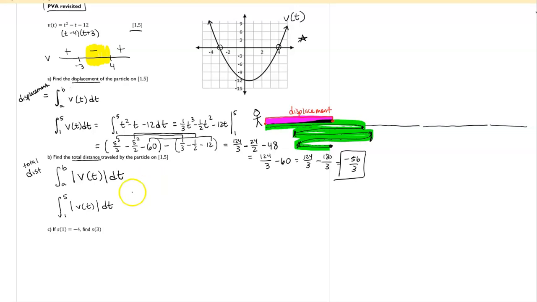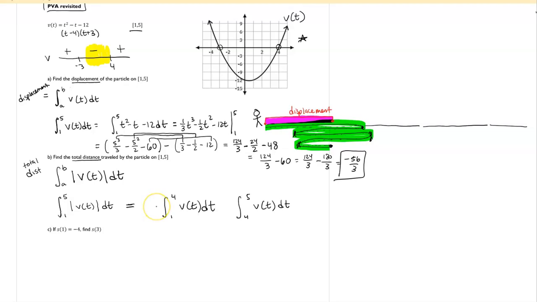So what I have to do is break this integral up into two integrals. One from 1 to 4 and one from 4 to 5. Now, here's the thing. If we take the integral from 1 to 4 of v of t dt, that's going to give us something negative. I don't want something negative. I want my total distance. I want everything to be positive.